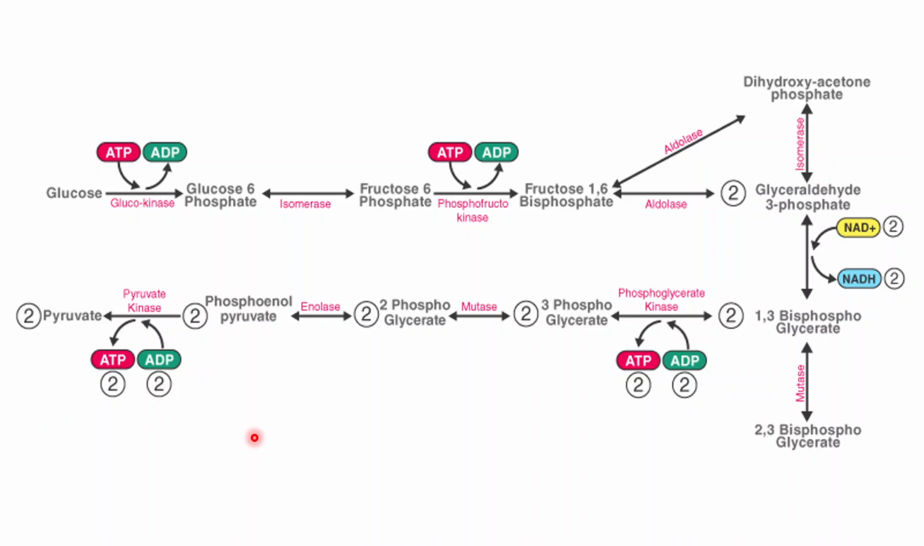Okay. Ma'am, is this the 10-step reaction of glycolysis? Yes, this is the 10-step reaction of glycolysis. So from glucose to pyruvate, it is happening in 10 steps. So 1, 2, 3, 4, 5, 6, 7, 8, 9 and 10. The 10th product is pyruvate.